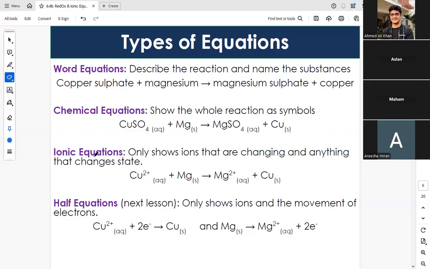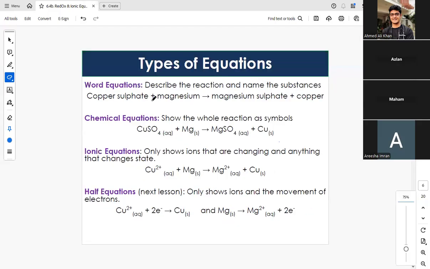Okay, so now let's just go over the types of equations that exist whenever a chemical reaction occurs. There are multiple ways in which we can write a chemical equation. Let's go over word equations first. These are the simplest form of equations, designed for dummies, because here you literally write out the whole words. It basically describes the reaction and names the substances.